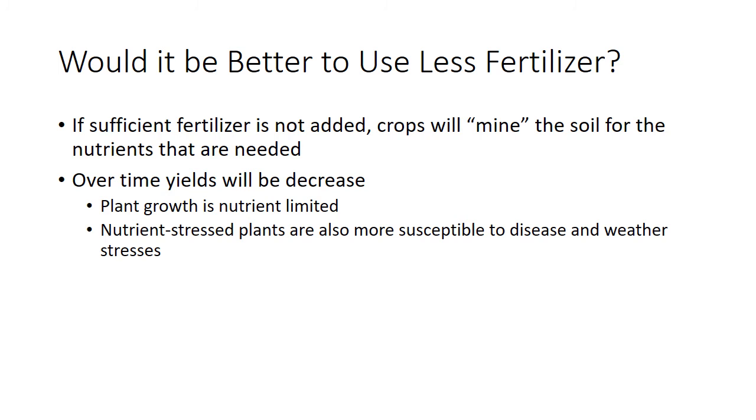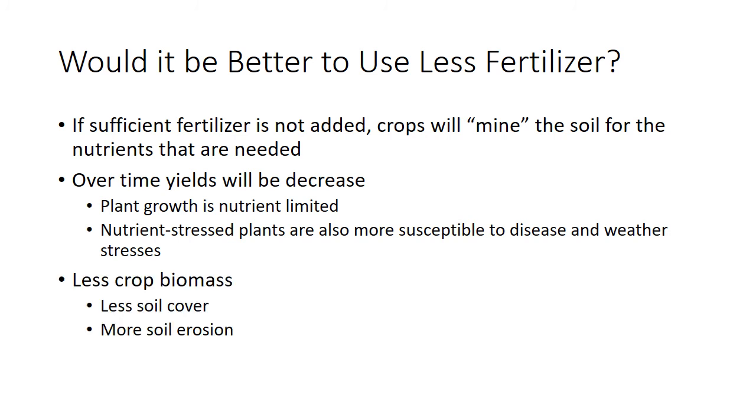And as a result, over time, yields will decrease. We'll have less plant growth because the plants are nutrient limited. And also nutrient limited plants or nutrient stressed plants are more susceptible to disease and weather stresses. So it's really important from an overall both soil health and plant health perspective to have proper fertility by adding sufficient nutrients. We'll also have less crop biomass because the plants will be smaller because they're nutrient limited. And as a result, there's less cover, there's less residue, and as a result, we'll have more soil erosion. So we can actually have environmental impacts from not applying enough fertilizer.